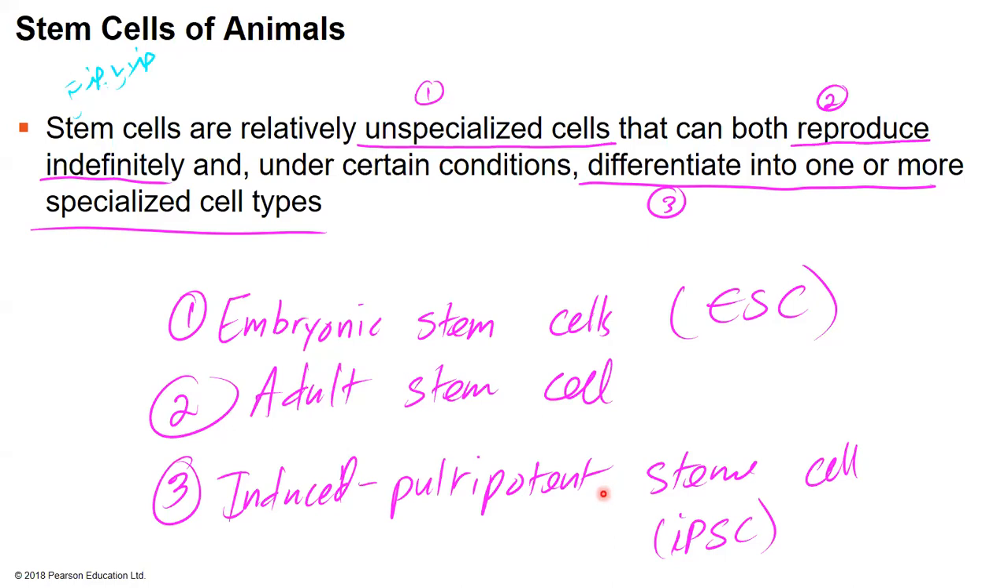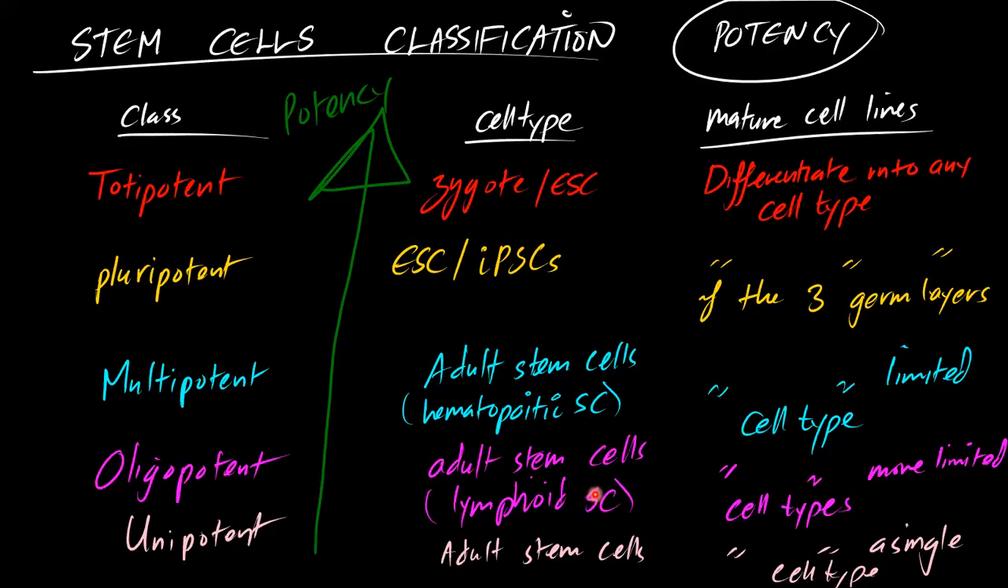or they could be made to become stem cells. We also discussed the different classes of stem cells. So we have classified stem cells based on their potency, based on the number of cells they can make, into totipotent. Totipotent cells can basically give rise or differentiate into all cell types of an organism.